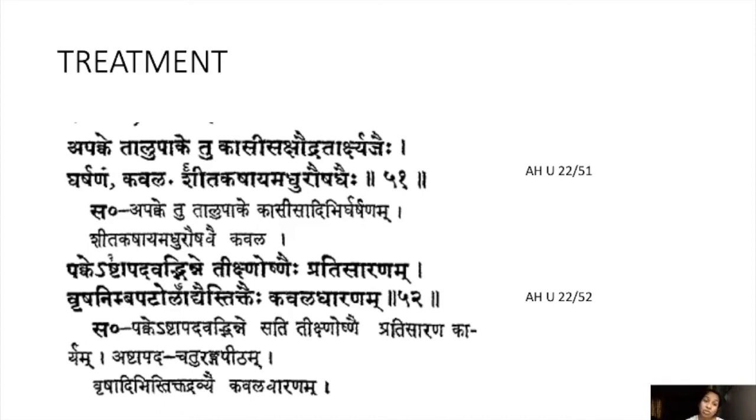Kabala can be done using Vrisha, Nimba, Padoladya, Tiktehi, Kabala Dharanam. Kashaya prepared with Vrisha, Nimba, Padola, these Tikta Rasa Dravyas, and using that you have to do Kabala also. So Acharya is mentioning the treatment in both the stages, in Apakwa stage and in Pakwa stage. In Apakwa stage, you have to go for Karshanam using Kasisa, Kshaudra and Tarshyam, and you can go for Kabala using Shida Kashaya or Madura Kashaya Dravya. So that Shamana will occur in Apakwa stage.